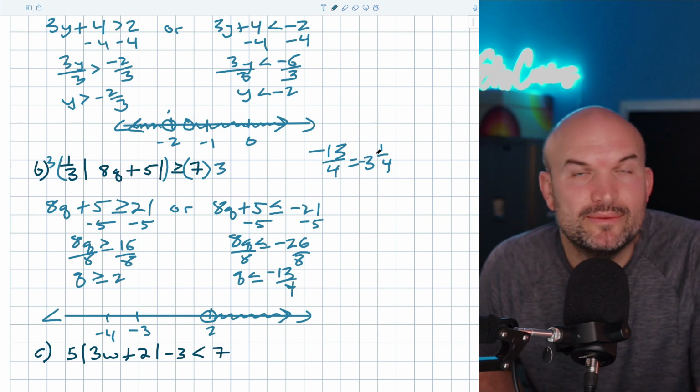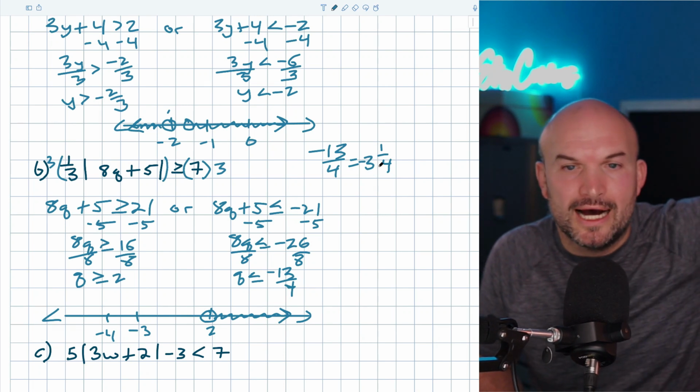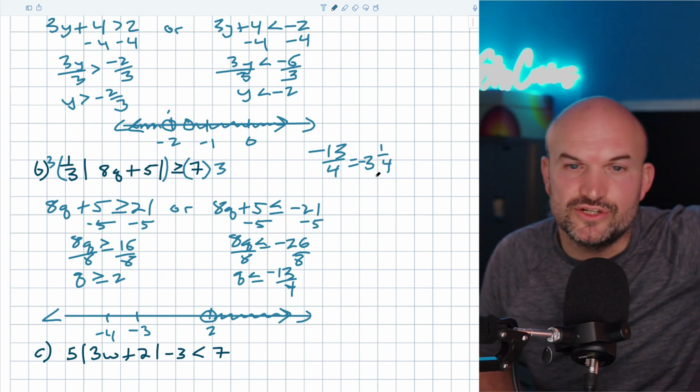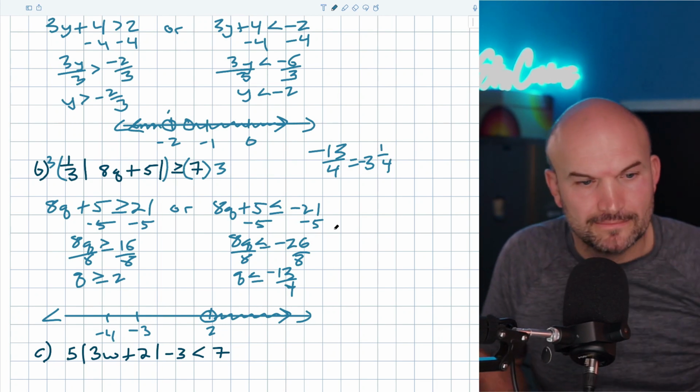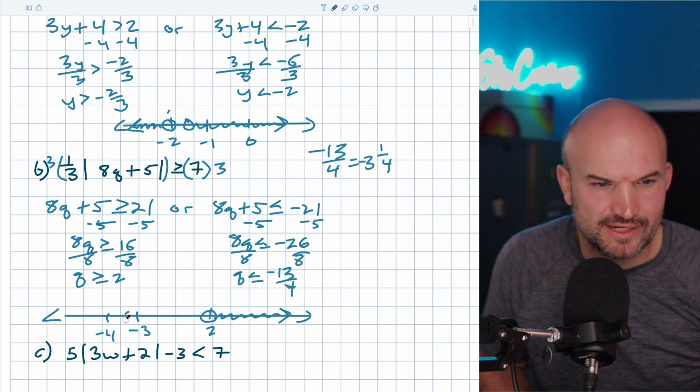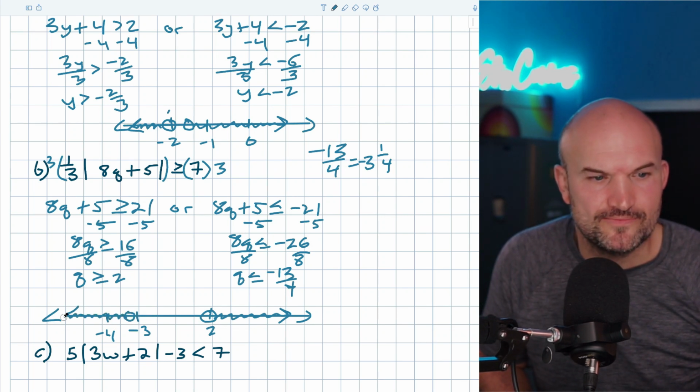And again, you can always check your work. Remember how you can rewrite mixed numbers to improper fractions? 4 times 3 is 12, plus 1 is 13, 13 over 4. So anyways, that's going to be right there, and that's going to go in the opposite direction.